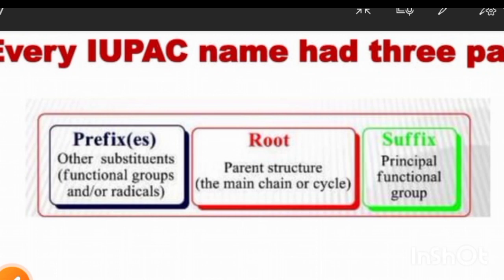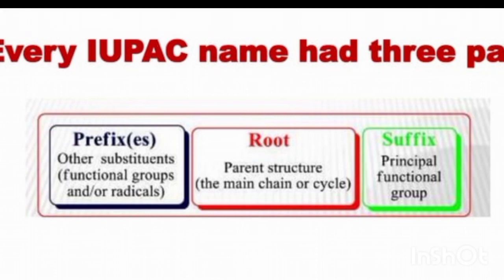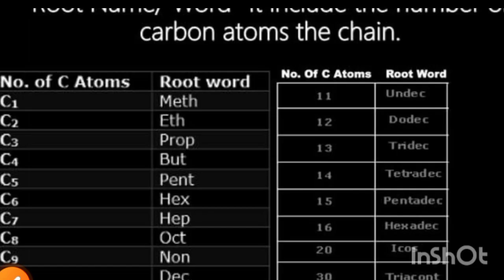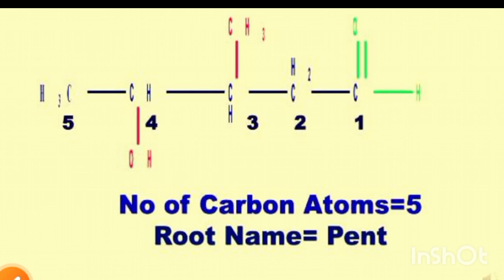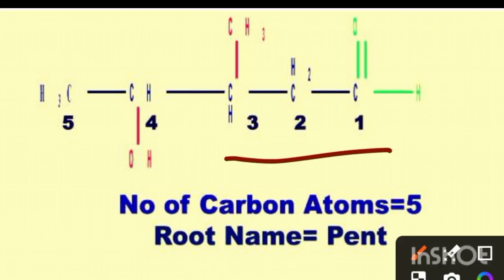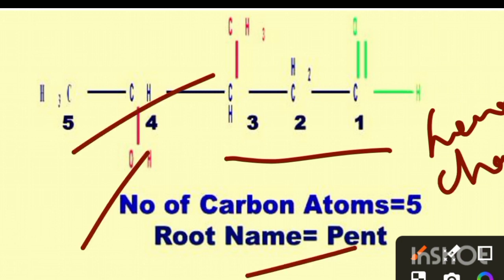Now next, every IUPAC name has three parts. I told you prefix, root and suffix. Now what will be the root word? 1 meth, 2 eth, 3 prop, 4 but, then pent, hex, hept, oct, non, dec. Okay, now see, number of carbon atoms. One example is given here. The number of carbon atoms is 1, 2, 3, 4, 5. We have to consider the longest chain. So the number of carbon atoms is pent, so the root word will be pent.